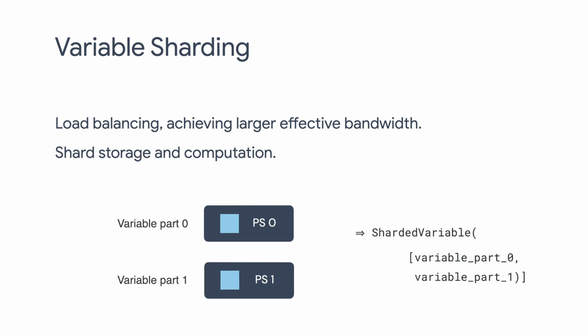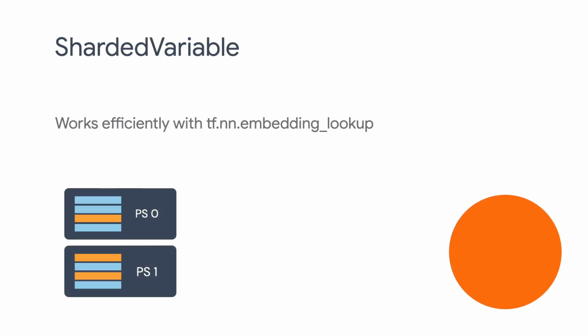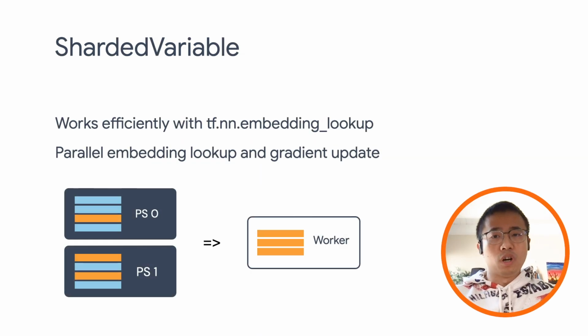Variables that are sharded will become sharded variables, which is just a container holding all shards of a variable. Sharded variable can work efficiently with tf.nn.embedding_lookup. It does embedding lookup on parameter servers in parallel, and it only needs to transfer back embedding slices to workers. The gradient update can also happen in parallel, and only relevant slices are touched.